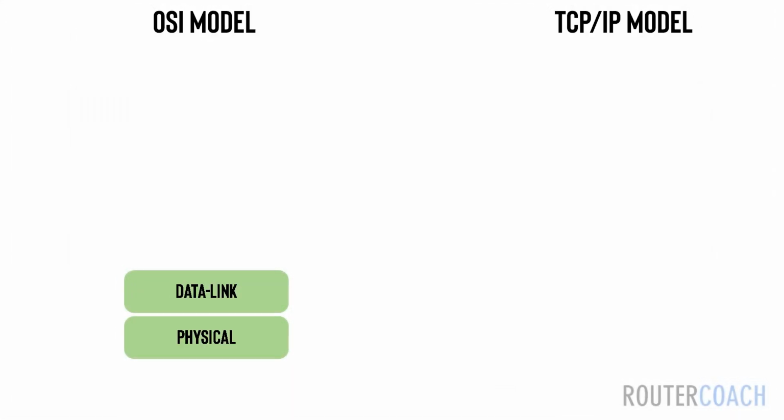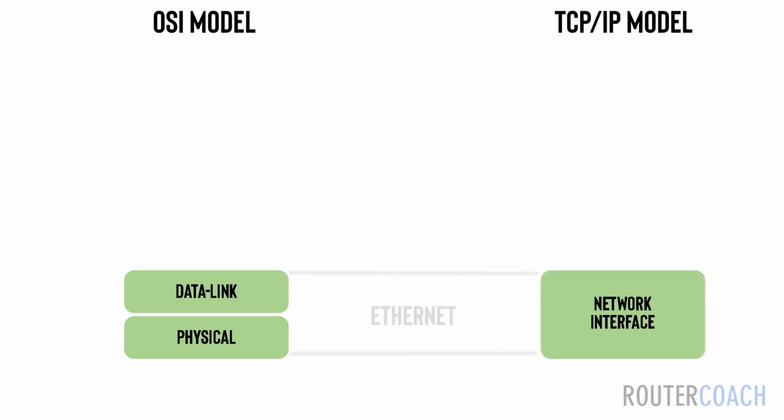Ethernet runs at both Layer 1 and Layer 2 of the OSI model, and these two layers correspond to the network interface layer of the TCP/IP model. IS-IS and CDP are also two protocols that are considered to run at Layer 2 of the OSI model.